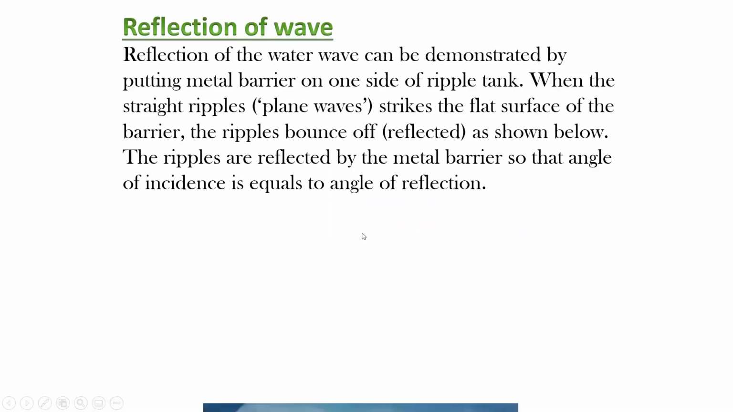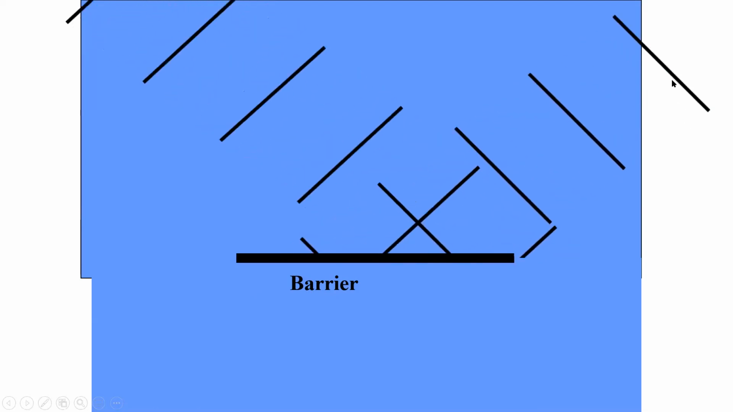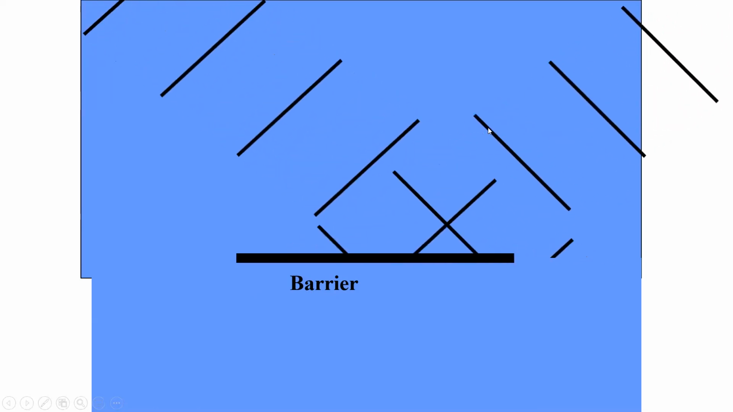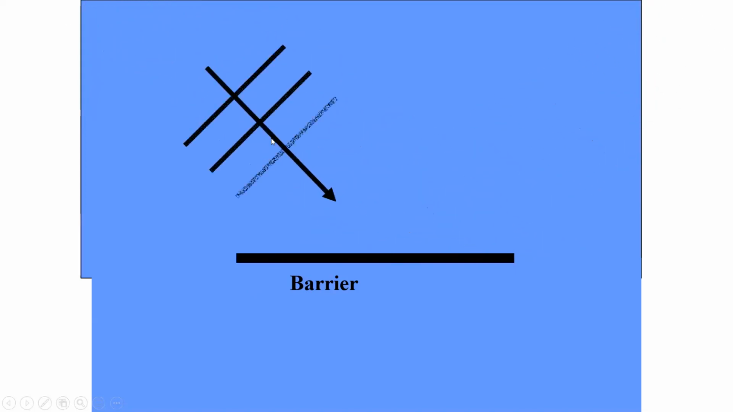For example, first is reflection. When the wave strikes the surface, it bounces back or changes direction. This property of a wave is known as reflection. For example, you have a barrier. The wave strikes the surface and it bounces back or changes direction. We call that reflection of the wave.